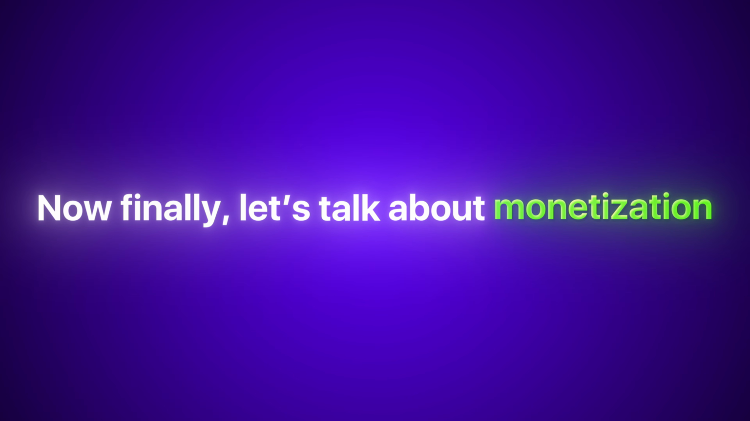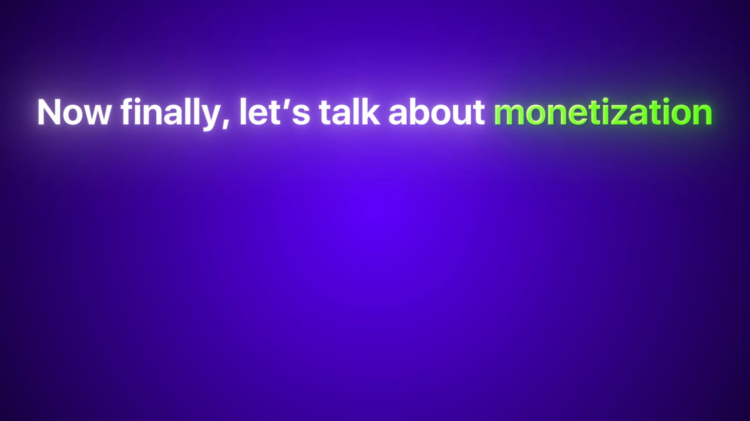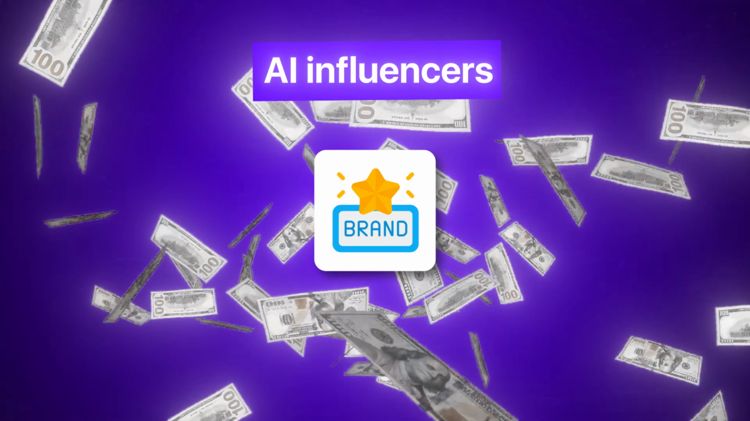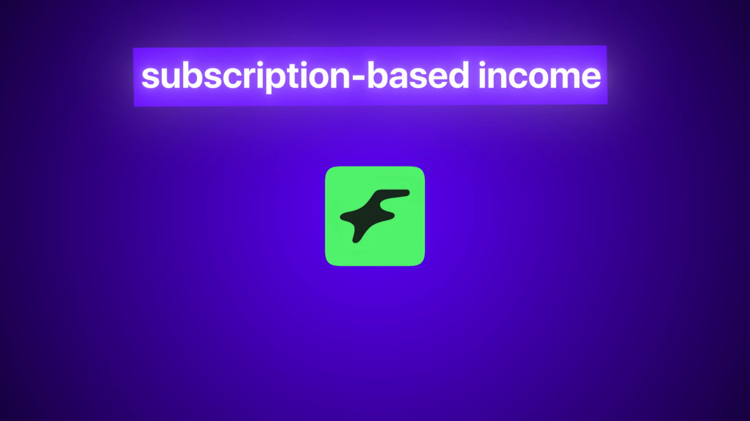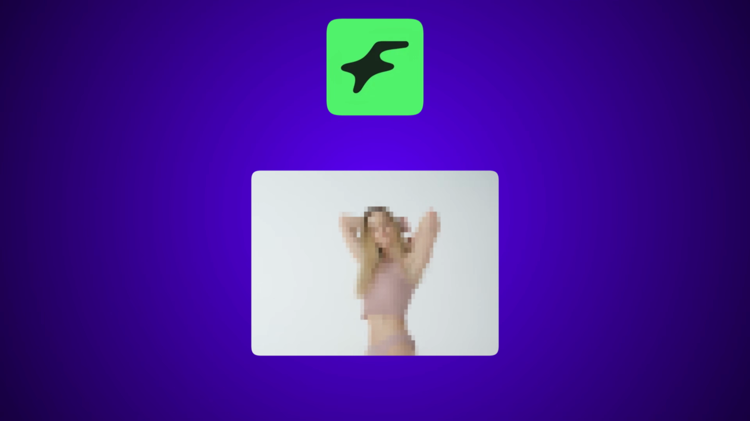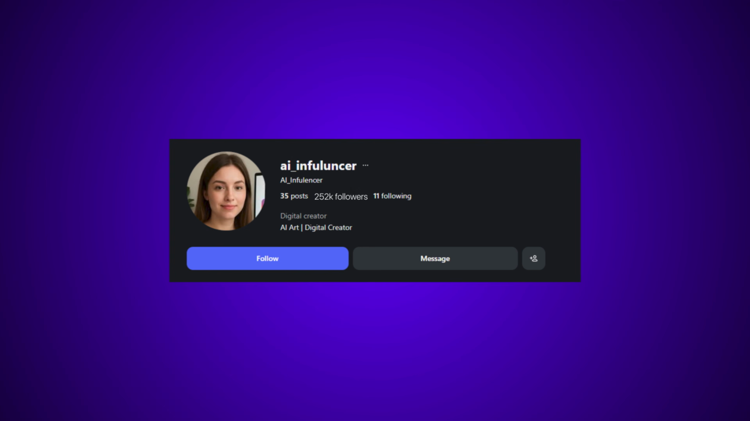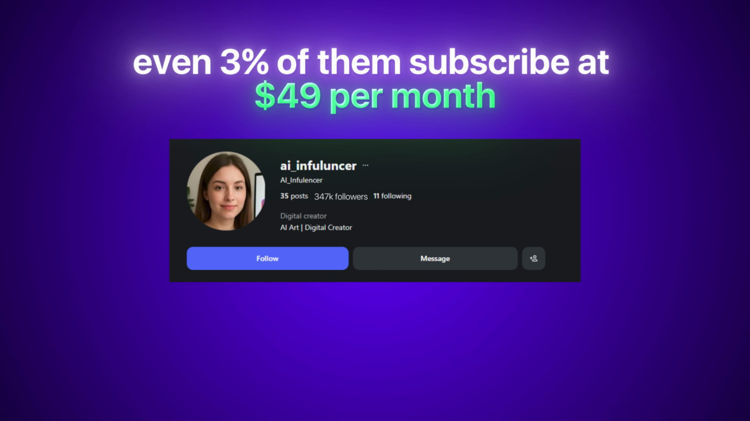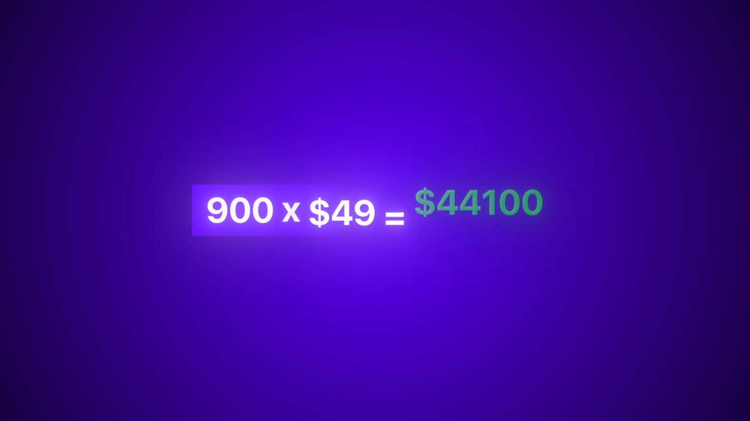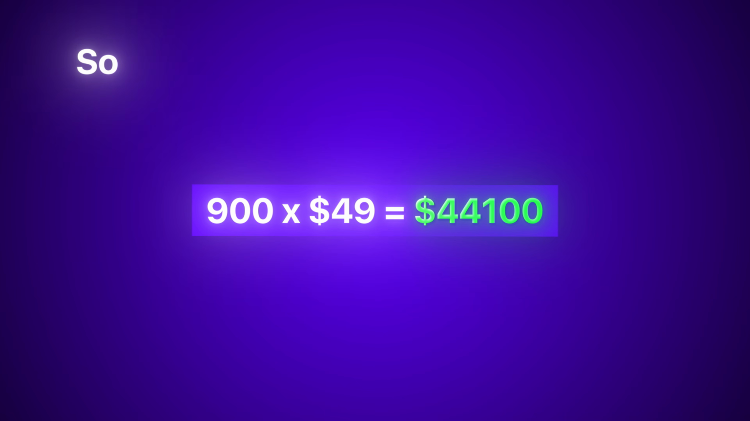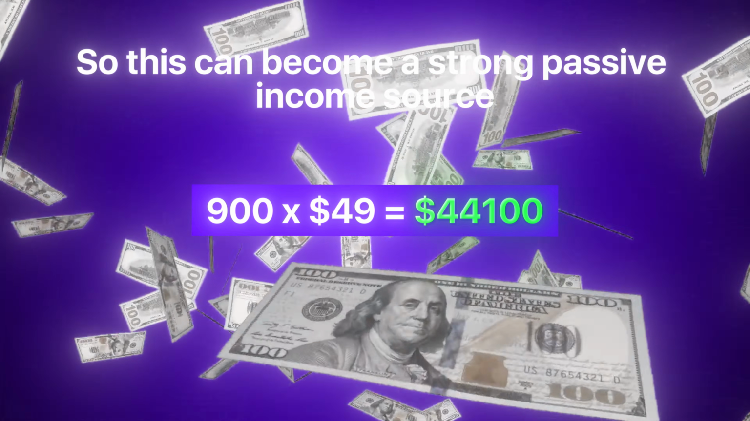Now finally, let's talk about monetization. Most people think AI influencers only earn from brand deals, but there is another way: subscription-based income. Platforms like Fanvue allow creators to share exclusive content and earn monthly income. Even with a smaller audience, this can work. For example, if you grow to around 30,000 followers and even 3% of them subscribe at $49 per month, you can generate a significant monthly income. So this can become a strong passive income source.